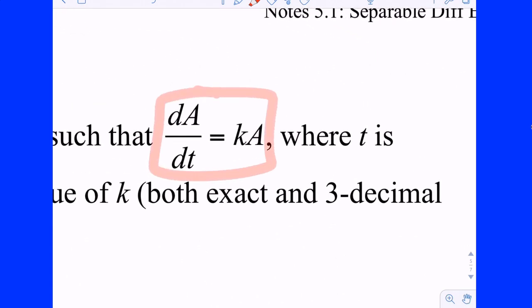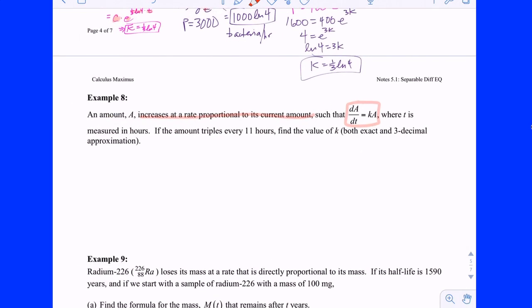Oh, okay, I was thinking that already on my own. You didn't need to tell me that, but I got it. Where t is measured in hours. If the amount triples every 11 hours, find the exact value of k.